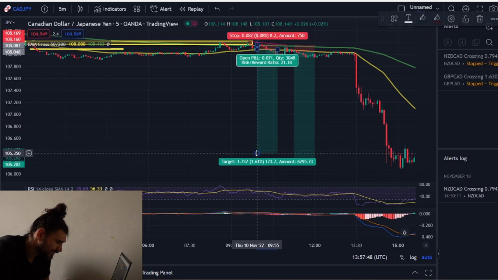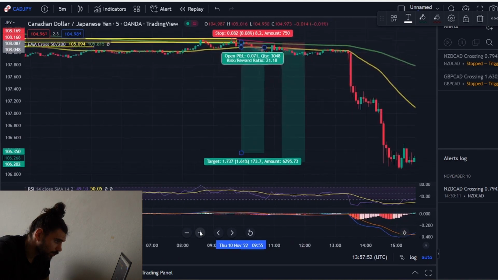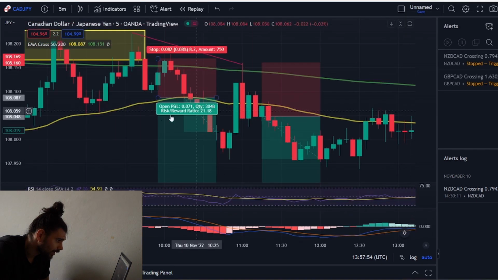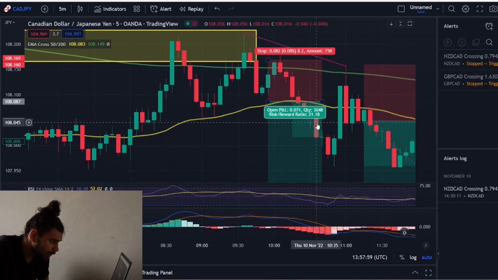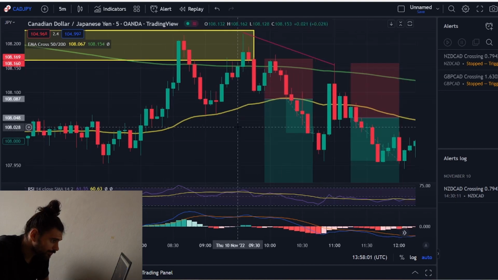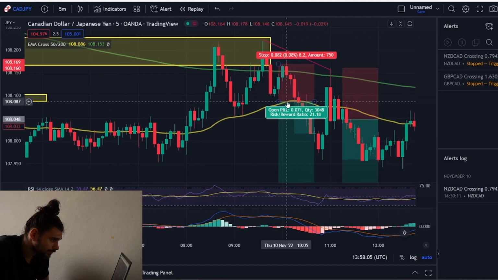So the first two entries would have worked out, the third one was a failure, and this one might not have been the best setup, but still we saw two bearish candlesticks here, and we saw the retest of this area. So this was an example that could work out, might not.